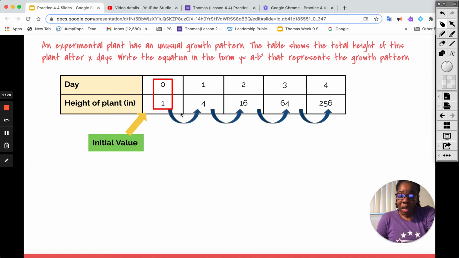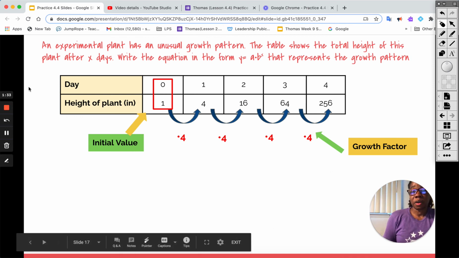And if we examine those numbers carefully, we are seeing that the multiplying factor is 4. So each of those numbers, when multiplied by 4, produces the next output. So our growth factor is 4.